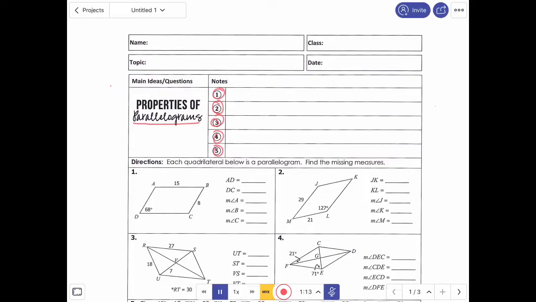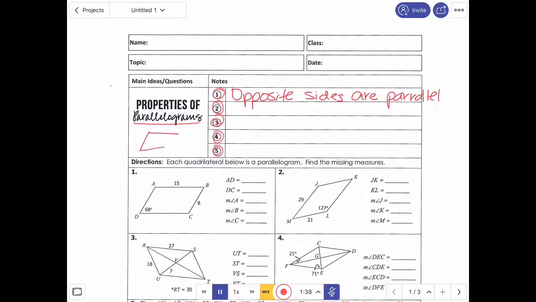But the first property of a parallelogram is that opposite sides are parallel, which should be pretty easy to remember because of its name, parallelogram. And what that means is, if we were to continue with the sides, they should go on forever and they would never touch each other.